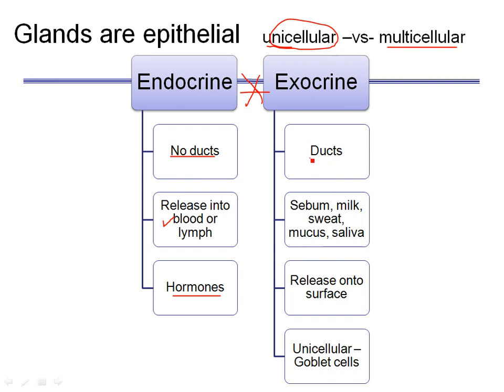Exocrine glands, completely different story. Exocrine glands have ducts, and those ducts connect the secretory part of the gland to the surface of the body. So they actually release onto the surface. But remember, a surface can be your skin. It can also be the inside of an organ. There are unicellular and multicellular exocrines, and the unicellulars are the goblets. And what's included in here as secretory products are sebum, which is oil, milk, sweat, mucus, and saliva.